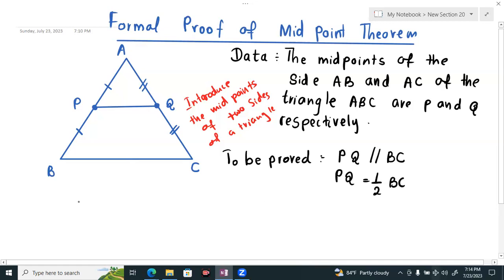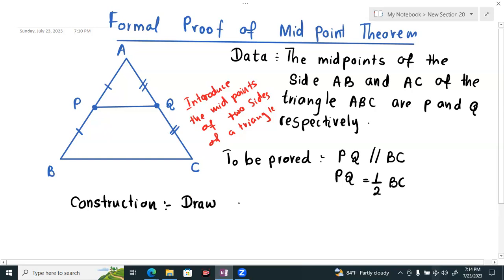Now the construction. It is also enough to get an idea of what you have to do in the construction. In the construction, the given diagram alone is not enough to prove this. So we make some small change, a small construction, in this diagram.